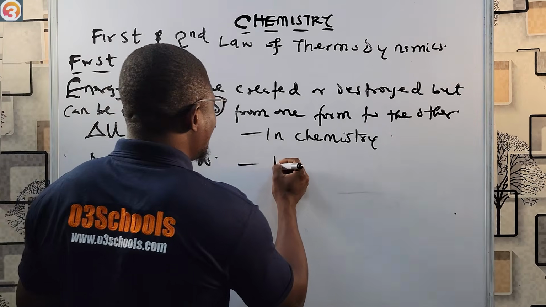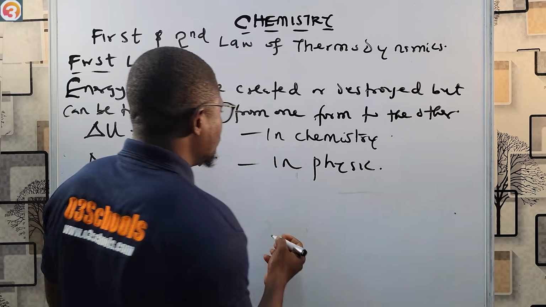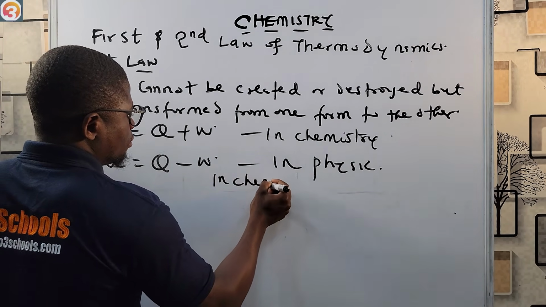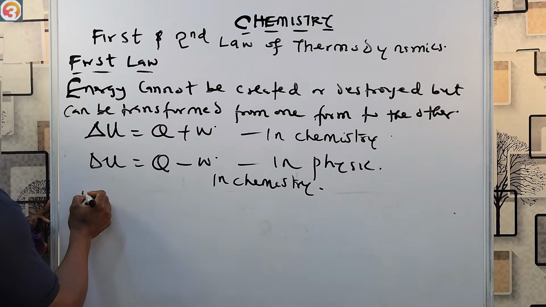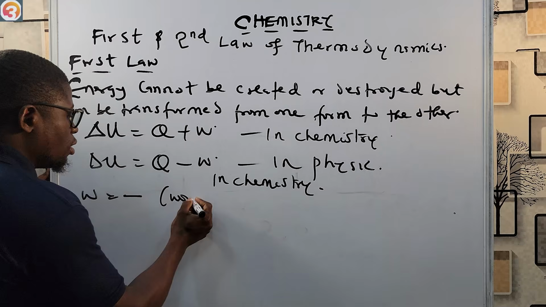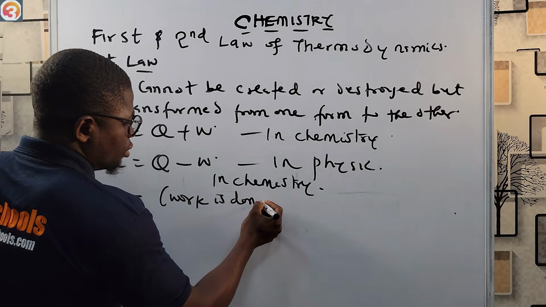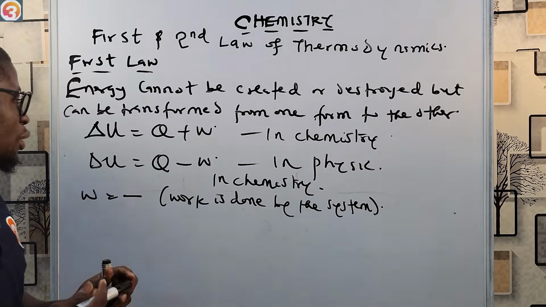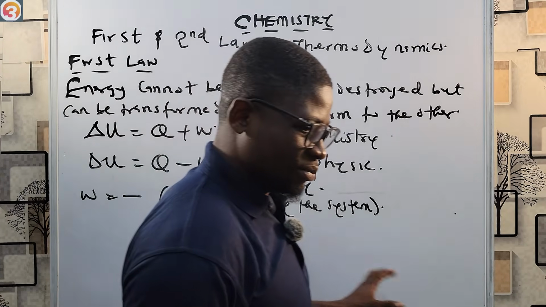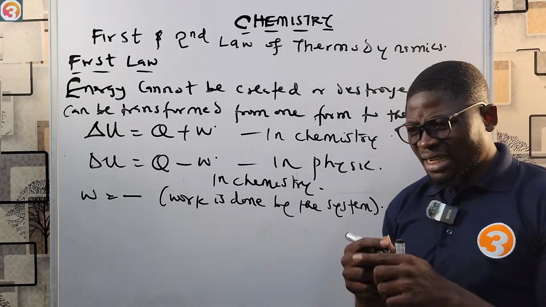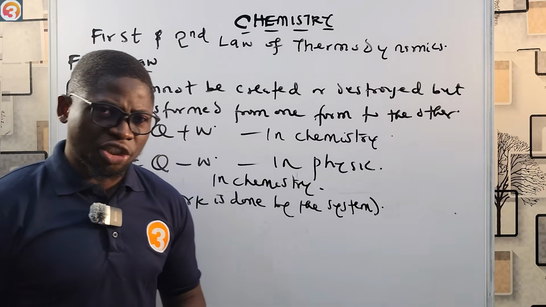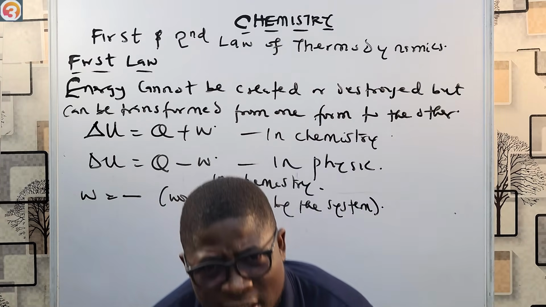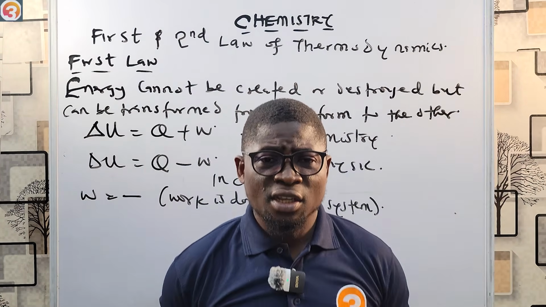Now, you will say in your mind, what is the difference between these two? I will explain. In chemistry, W is negative when work is done by the system. Now, what do you mean by work is done by the system? Let me use the example of someone who goes to the gym. When you go to the gym, what happens? You carry weight, you lift it up to a height, you keep lifting it up.